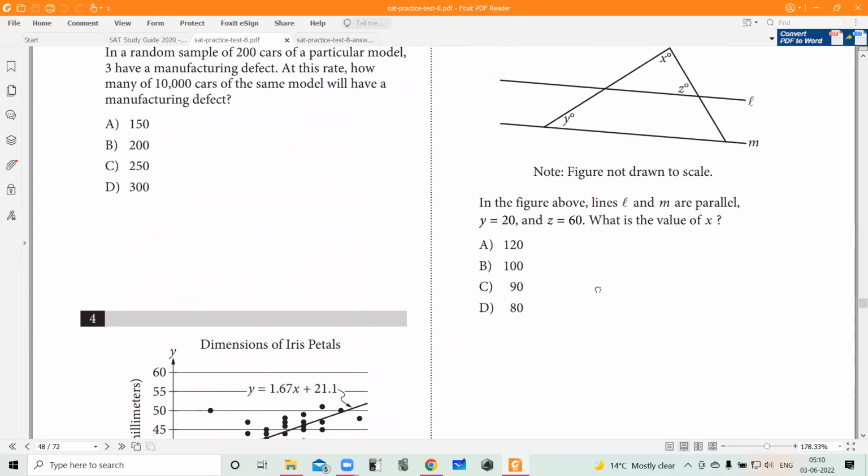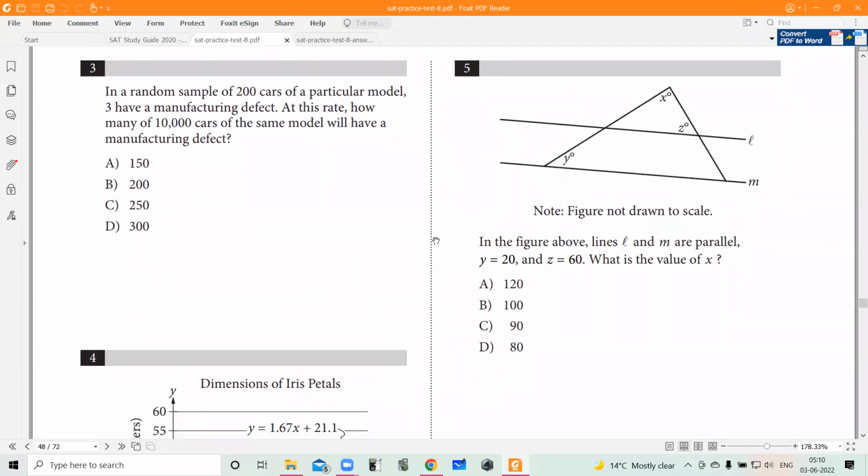Which option? C. Right. Fifth. In the figure above, lines L and M are parallel. Y is equal to 20 and Z is equal to 60. What is the value of X?